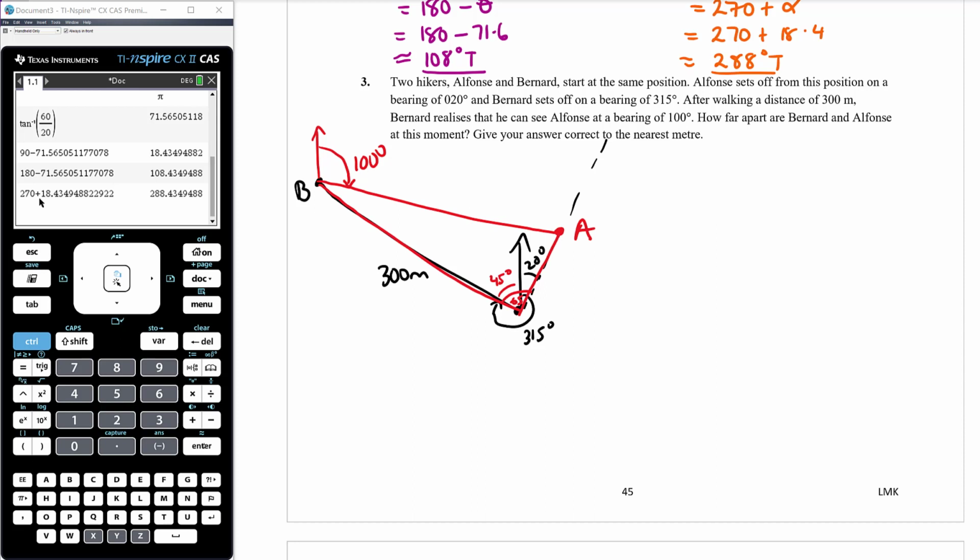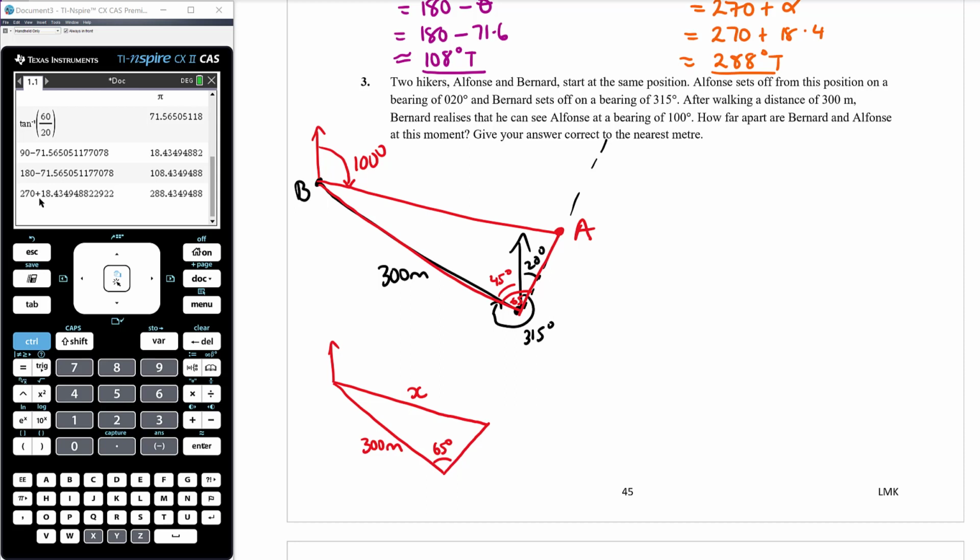I'm just going to tidy that diagram up slightly. Oh, that's probably okay. I think we can go from there. Alright, so what do we know? If we think about that red triangle, we now know that angle in there is 65 degrees and that length there is 300 meters. And what do we want to know? How far apart are they at this moment? So this is the length that we want.